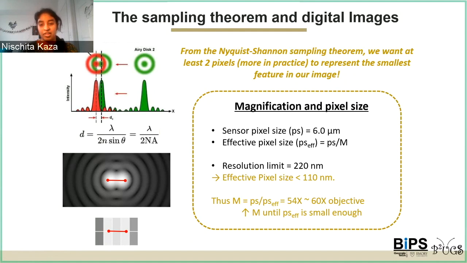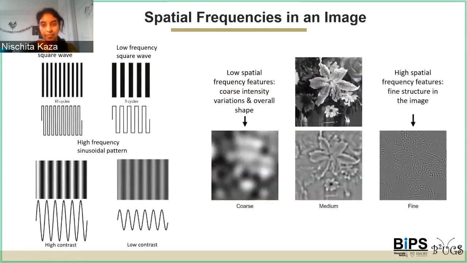So now that we have a sense of what should be the ideal pixel size, let's see what happens if we don't adhere to this requirement and don't sample adequately. But before that, just a quick introduction or review of what spatial frequencies refer to. On the left, you can see an image of 2 different square waves. You have one that has a higher frequency, where you see that this light and dark pattern is varying faster. And with a lower frequency, you can see that the bands are wider and there's a slower variation in space.